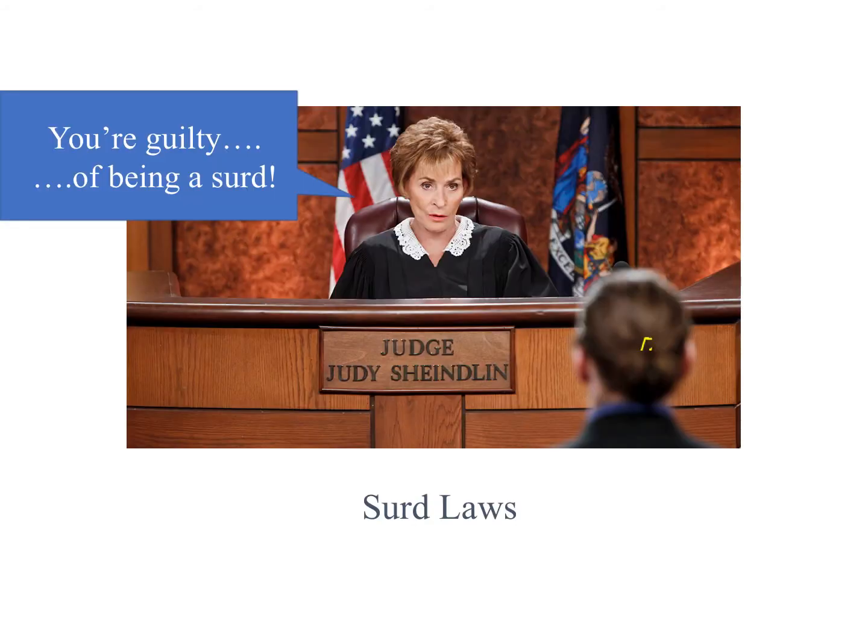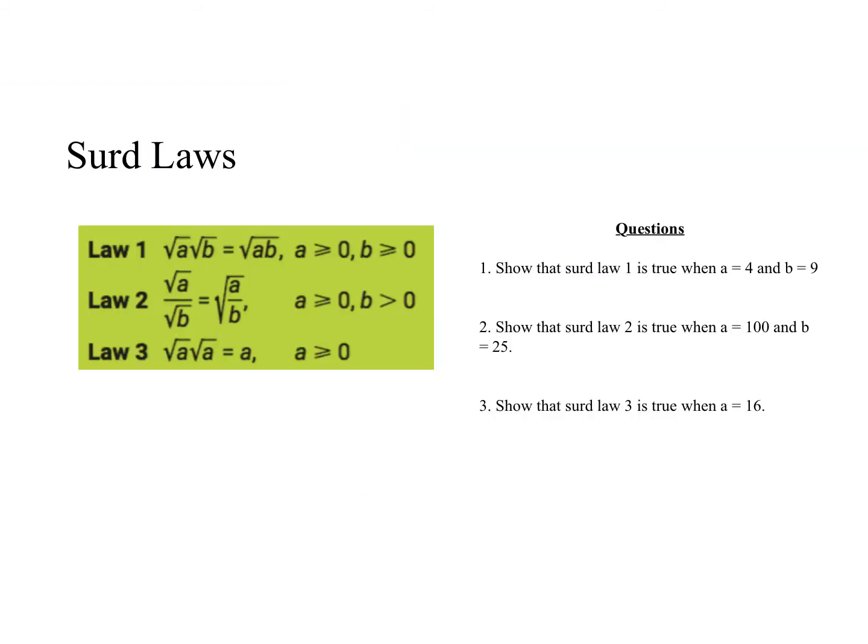All right, so now we come on to the surd laws. Skipped ahead a few slides there. So yeah, kind of like indices, surds have their own set of rules that they need to abide by. So this first surd law here, square root of a times by the square root of b.